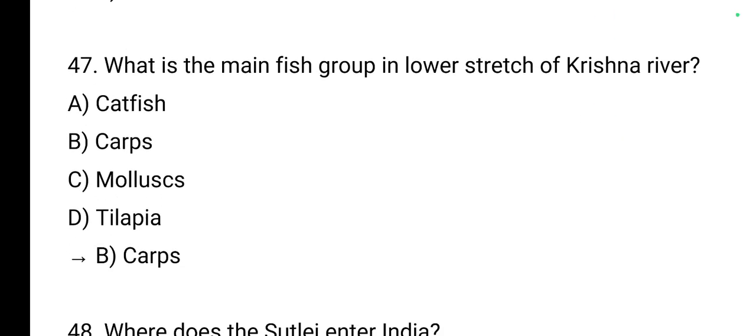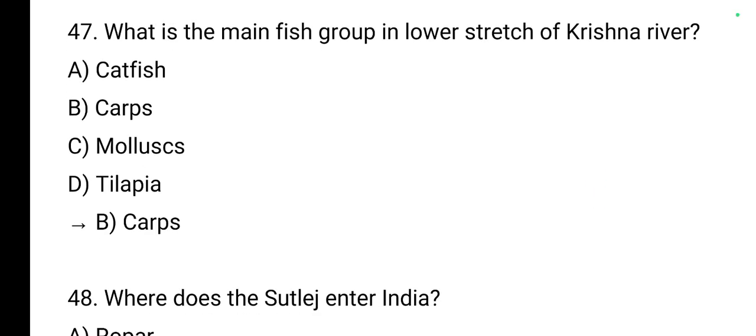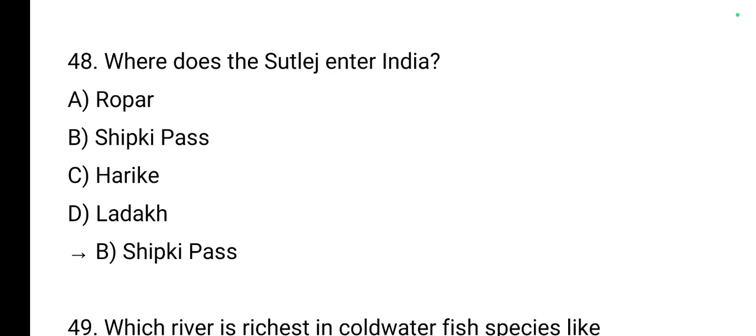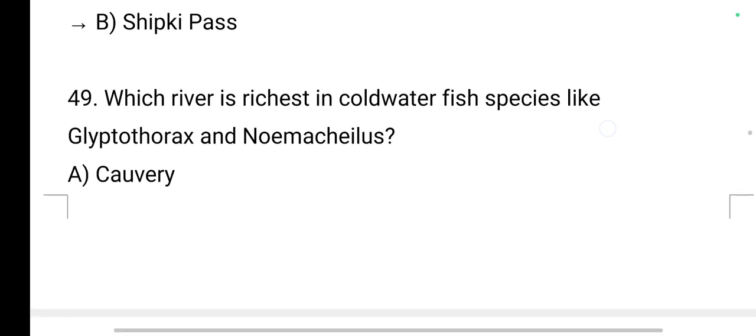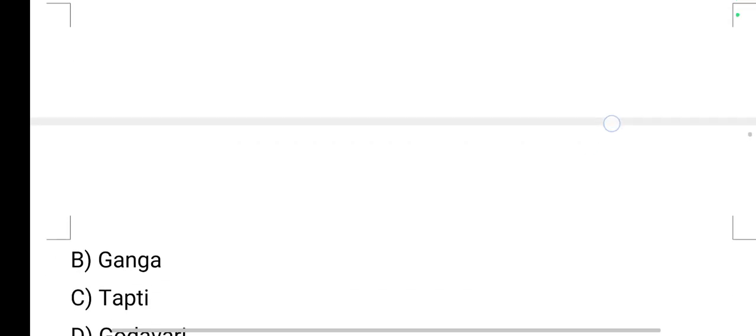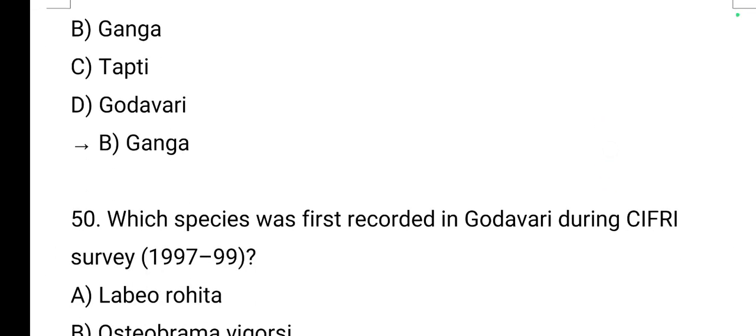What is the main fish group in lower stretch of Krishna river? So the answer will be carps. Where does the Satluj enter India? So the answer is Shipki Pass. Which river is richest in cold water fish species like Glyptothorax and Pseudecheneis? So the answer is Ganga river.